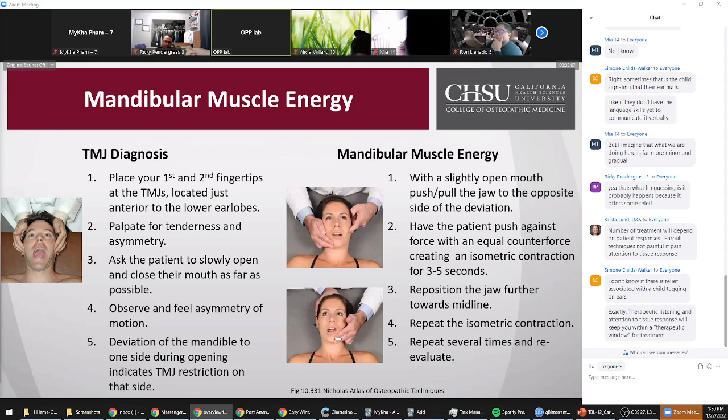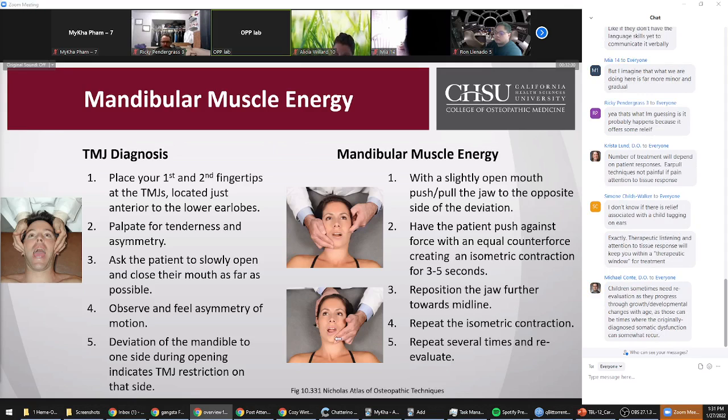And again, you're doing this more likely with an older person in the pediatric population because of the ability to follow the instructions, as well as being able to sit still long enough to comply with what they need to do. You would have them slightly open their jaw. If one side is tight, you're going to pull the jaw.